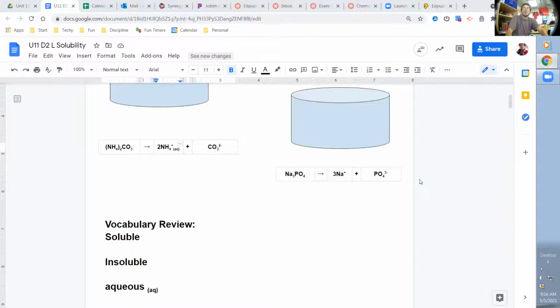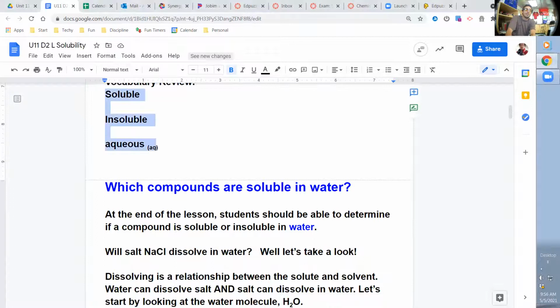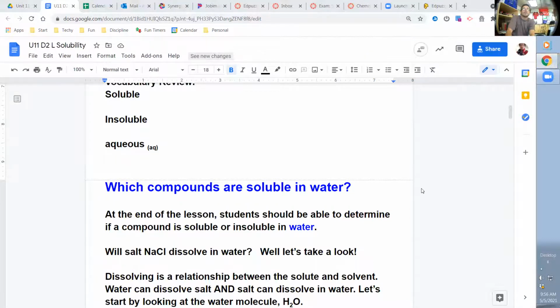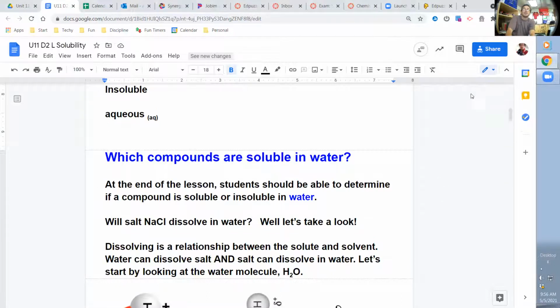One moment. Okay, so let's go down here. Which compounds are soluble in water? So at the end of this lesson, you, the student, should be able to determine if a compound is soluble or insoluble in water. You've already written down these vocabulary words from last class, so you don't need to write them down again unless you haven't already. Okay, let's continue on. Will salt, NaCl, dissolve in water?